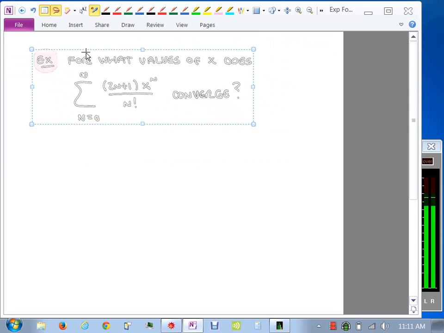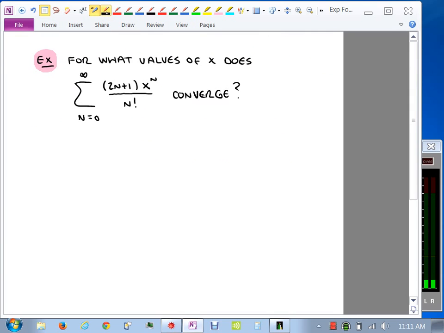All right, so for what values of x does this series converge? Now, what I would recommend you get into the habit of doing is writing out what the first few terms are. Like plug in n equals 0, and then n is 1, and n is 2. Just maybe write out the first 3 or 4 terms.